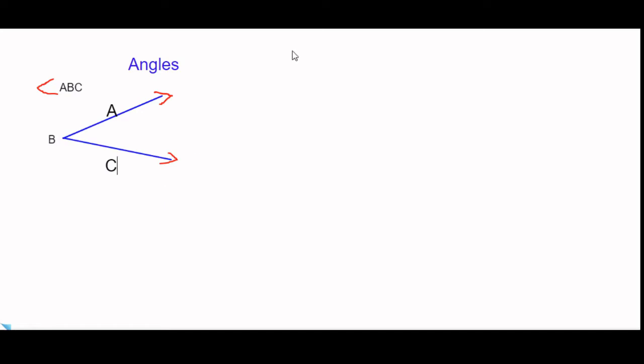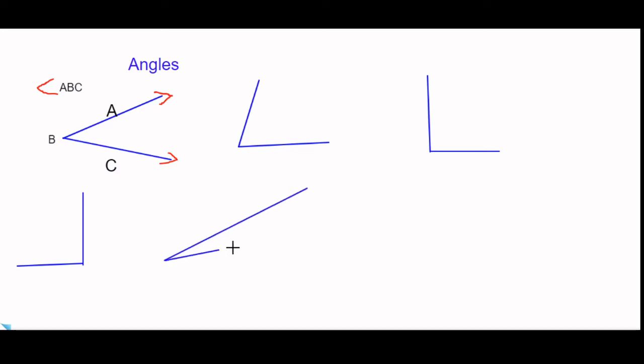Now, if I try to draw more angles, I'm just going to draw angles without much care. This is another angle. This is another angle. This is another angle. Forget about the arrow tips. I'm just telling you, these are angles. This is another angle. Correct? This is another angle.